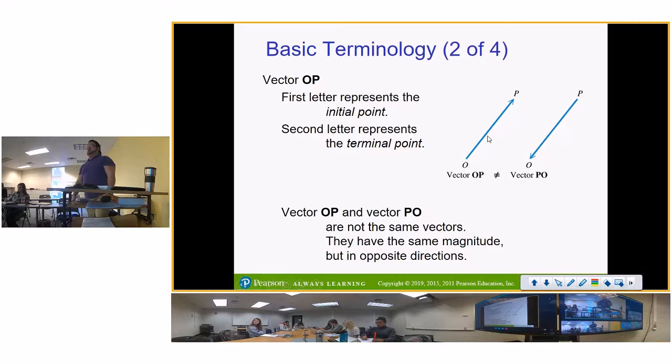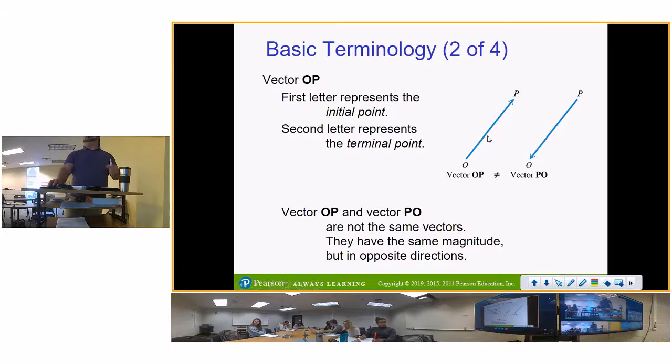So you can't say, oh, OP and PO is the same. They're not the same. They're going in different directions. Now, we don't know the direction because nobody has given us, but the arrow is going toward P here. The arrow is going toward O here, so they're going in opposite directions. Now, that's very important that people know that. I know it seems basic to some of y'all that know it, but to someone who has never seen vectors, that can be confusing.